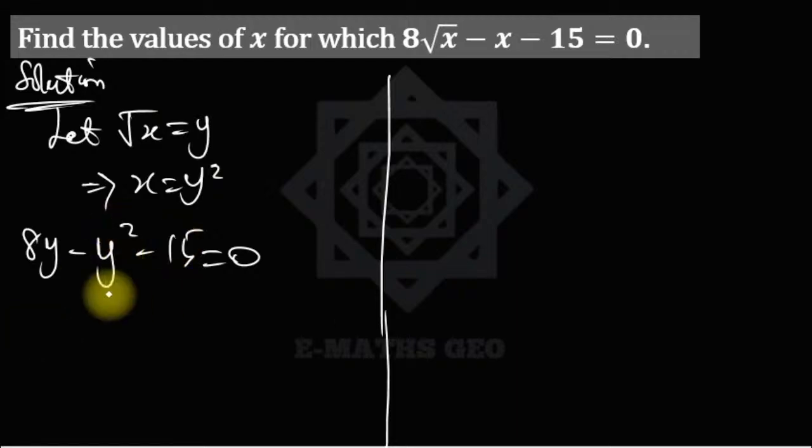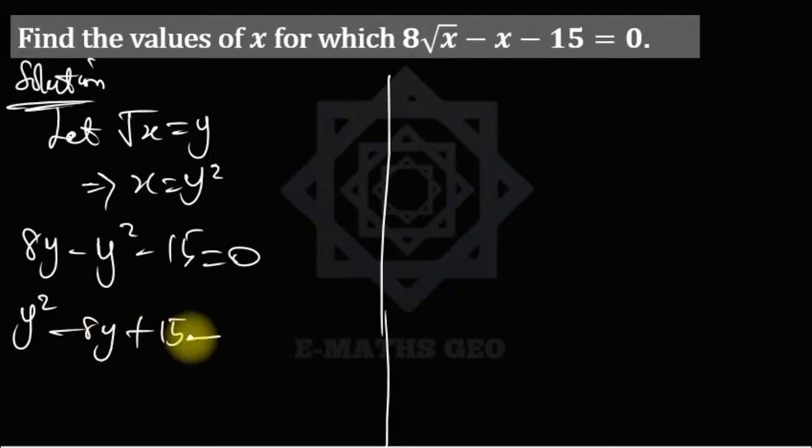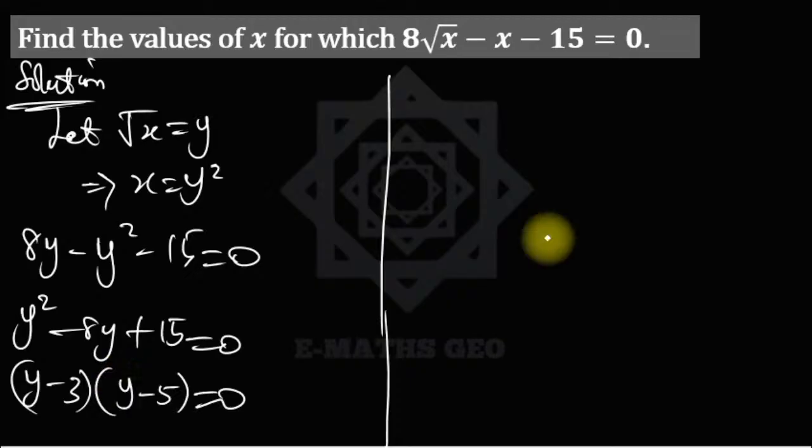Which is, we'll move this to the right hand side. This is now y squared minus 8y plus 15 equal to 0, or maybe I multiply all by minus 1. So what do you see? We have a quadratic function, and if we factor this, it is y minus 3 times y minus 5 equal to 0. So we have that y is either 3 or 5.